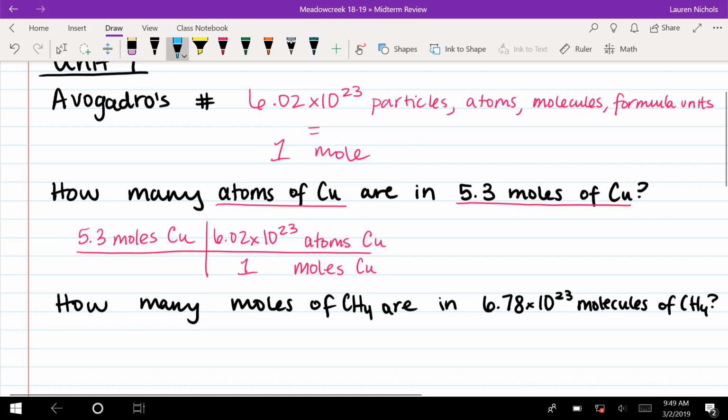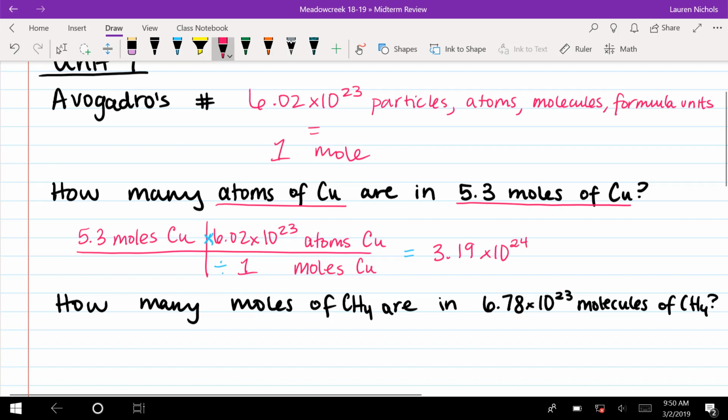Remember that if the number is on the top, you multiply by it. So it'll be 5.3 times Avogadro's number divided by 1. So 5.3 times 6.02 times 10 to the 23 is equal to 3.19 times 10 to the 24.